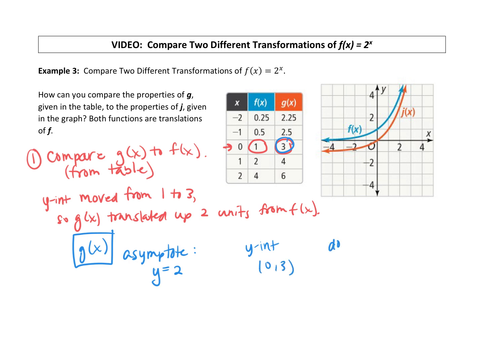Your domain will not change. It's all real numbers. We can use interval notation from -infinity to infinity. And our range, we look at the asymptote. Our whole graph is going to be above this line of 2. So all the y's are greater than 2. So that's how g of x compares to f of x. It was a translation up 2 units.